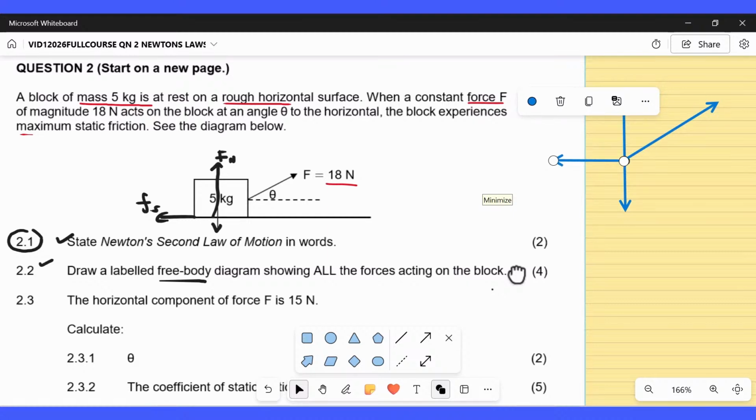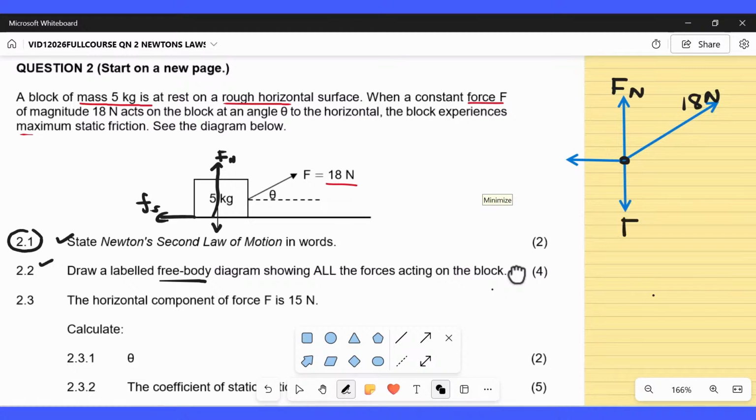And then, if you know the applied force, like in this case it is 18, put it there. So this is 18 newtons, or you can say force applied. This is the weight, which I'm going to call Fg, or you can use W. Then here I have the static frictional force, the maximum static frictional force.